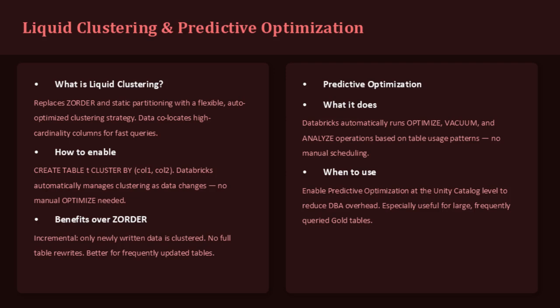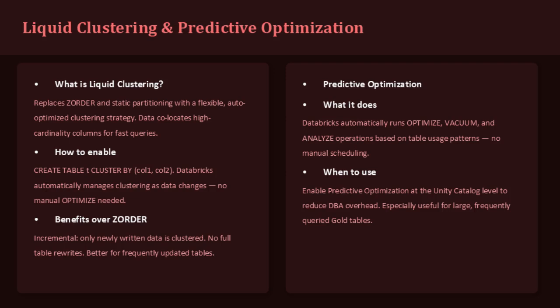Predictive optimization works alongside this. Databricks automatically runs optimize, vacuum, and analyze based on how a table is actually used, so no manual scheduling is required. Enable it at the Unity Catalog level to cut down the DBA overhead, especially on large, frequently queried gold tables. For the exam, note this distinction.